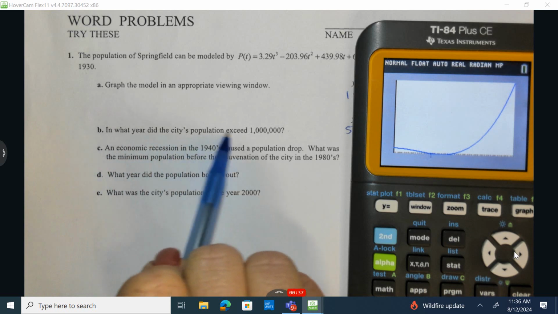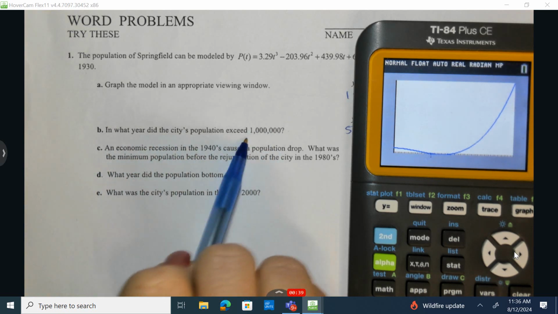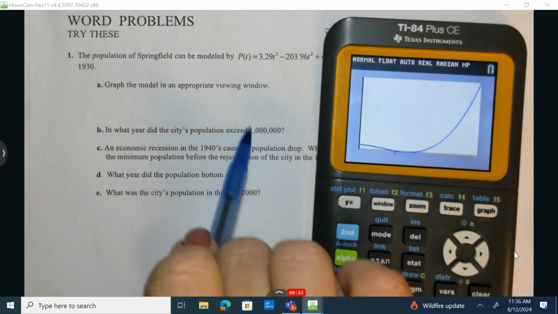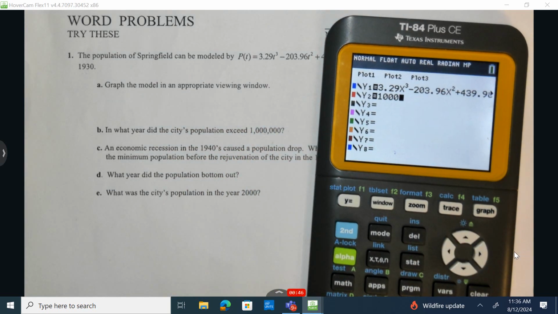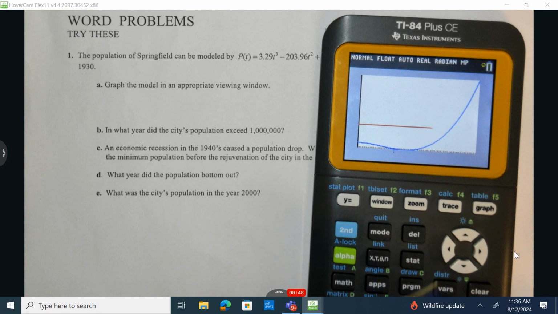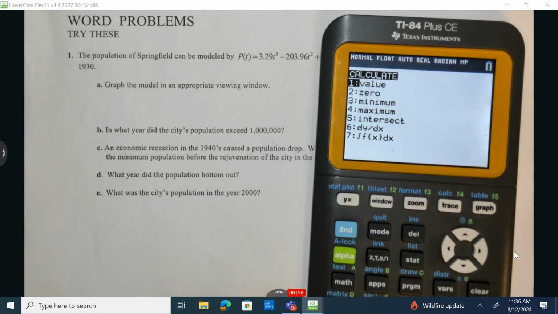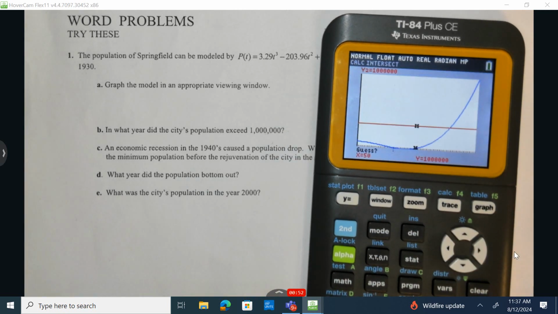In what year did the city's population exceed 1 million? Well, let's figure out when it meets 1 million. Population is your y value, so I'm going to come up to here, type it in, and let's find the intersection. Second Trace, Intersect, pressing Enter 3 times.